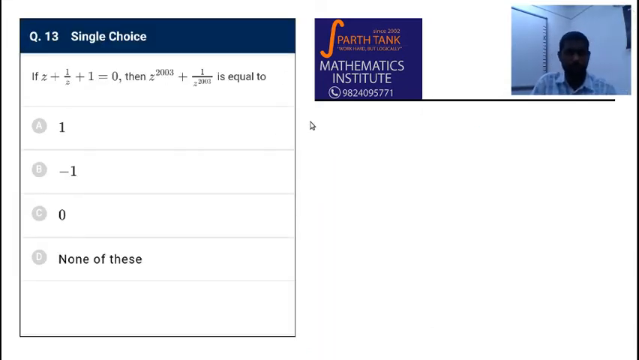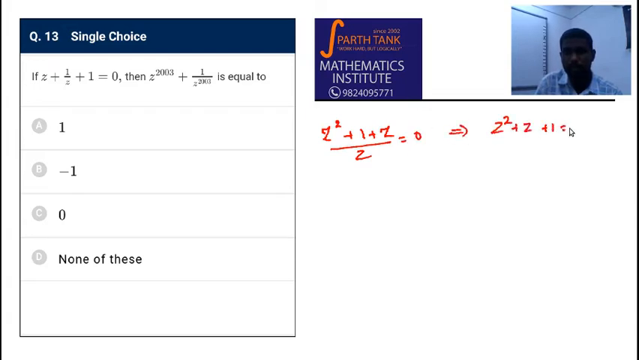Okay, another complex number problem. If z plus 1 by z plus 1 is 0, then z power 2003 plus 1 by z power 2003 is equal to... Now you see this whole thing, if I write it as a quadratic equation, taking the LCM, this implies that z square plus z plus 1 is 0. Now the roots of this are omega and omega square, the cube roots of unity. So the key to this problem is to recognize that z is a cube root of unity.